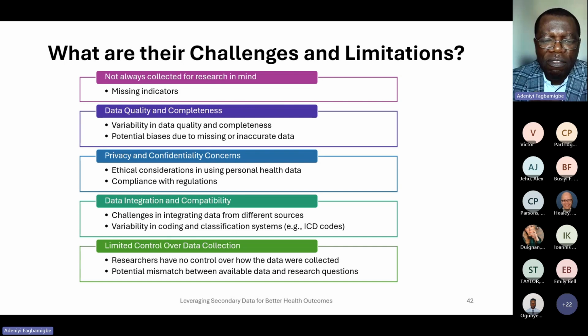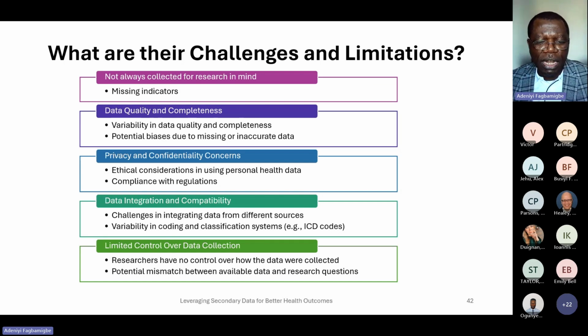Another issue is privacy and confidentiality of those people that have the data. So you need to follow necessary ethical considerations when you want to use people's data. And of course, there's a need to collect necessary approvals.